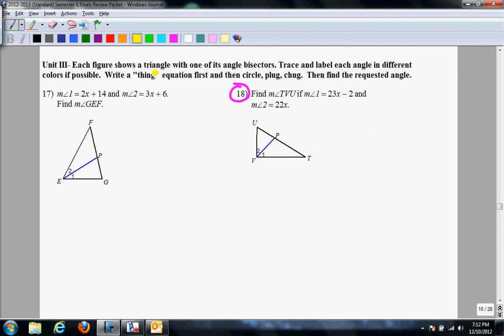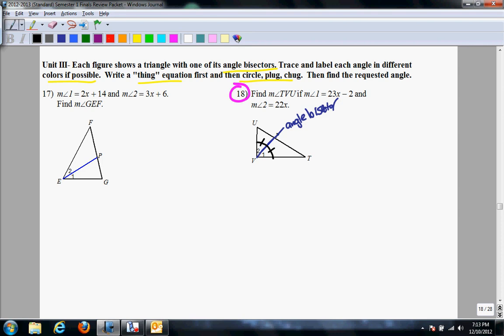Says, each figure shows a triangle with one of its angle bisectors. Trace and label each angle in different colors if possible. Write a thing equation, then circle, plug, chug, then find the requested angle. So the first thing we need to establish is that this is an angle bisector. Which if it's an angle bisector, that means this angle here is being cut in half. So sweep and hatch.